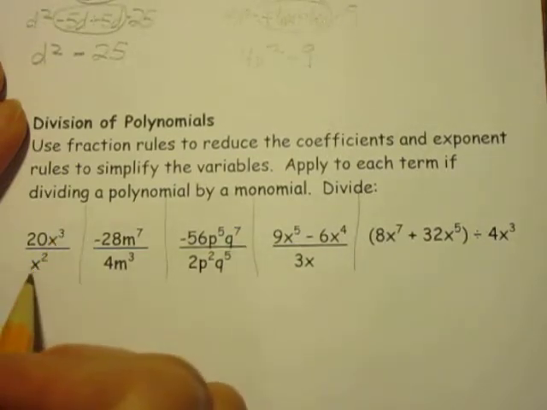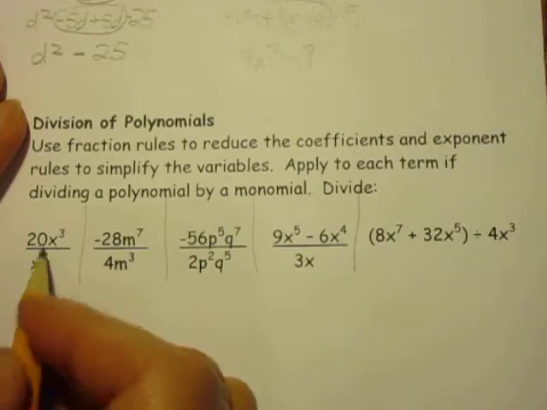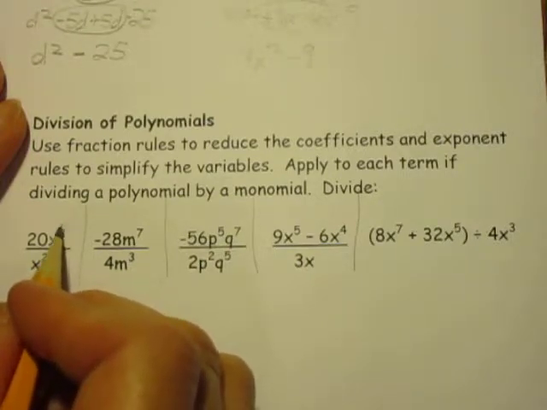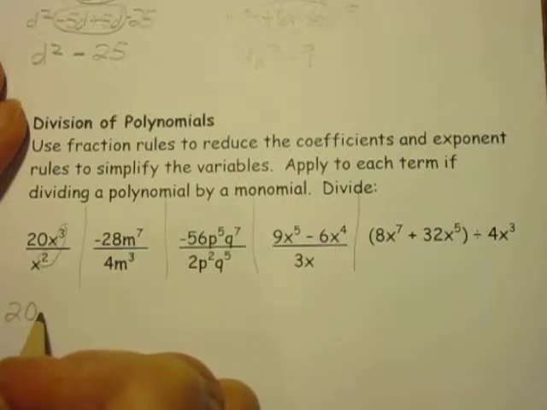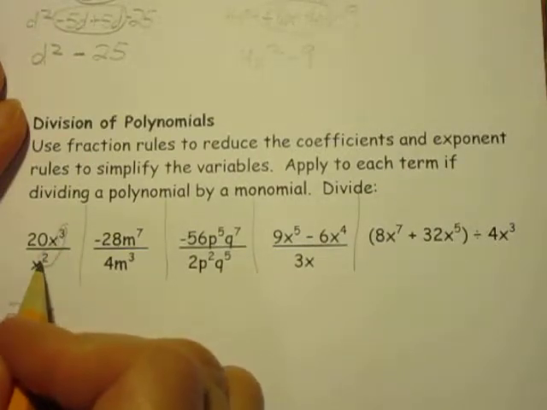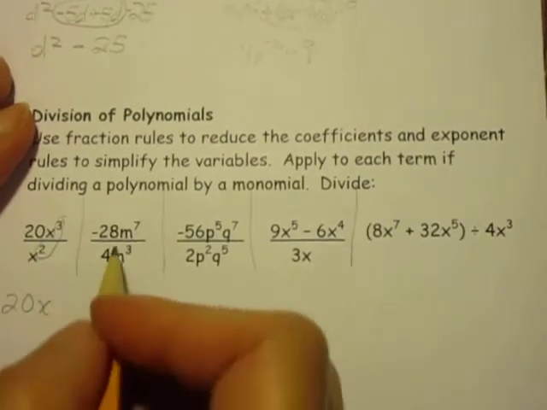So it's just a matter of simplifying your exponents using your rules here, and whole number reduction. Here I can remember that I need to subtract my exponents, so that would be 20x. When I say 3 minus 2, that'd be to the first power, so that just simplified to 20x, and that's all we have to deal with.